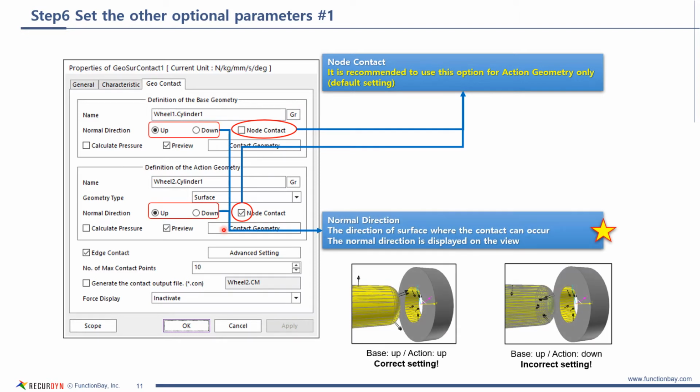Normal direction means the direction of the surface that is used for contact. For example, in this image, the external surface of the cylinder is used for contact, the outside. So, in the image on the right, the direction setting is incorrect because it shows that the internal surface of the cylinder is used. If there are balls inside the big sphere, the internal surface of the sphere must be used. So, please check the normal vector direction carefully.